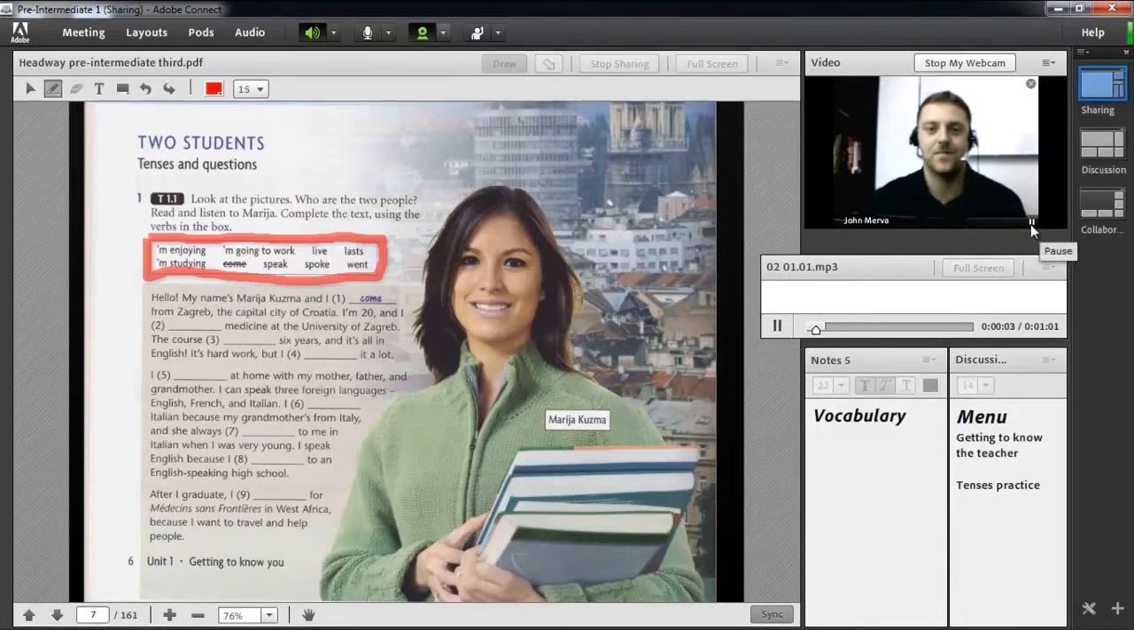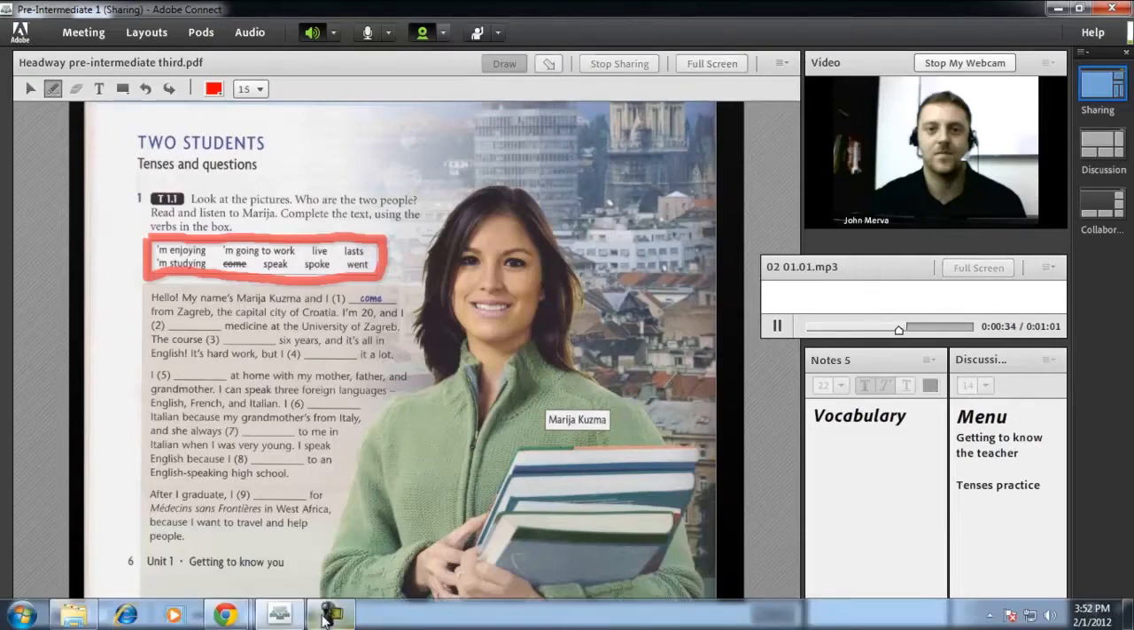Hello, my name is Marija Kuzma and I come from Zagreb, the capital city of Croatia. I'm 20 and I'm studying medicine at the University of Zagreb. The course lasts 6 years and it's all in English. It's hard work, but I'm enjoying it a lot. I live at home with my mother, father and grandmother. I can speak 3 foreign languages: English, French and Italian.